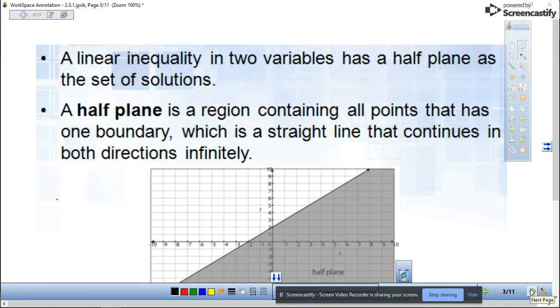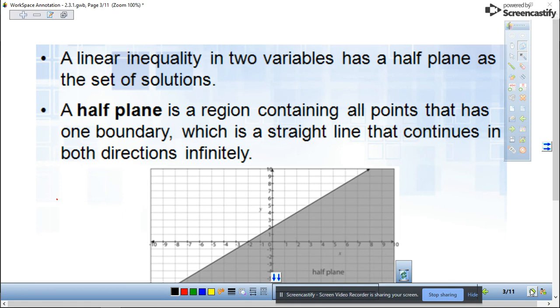A linear inequality in two variables has a half plane as a set of solutions. Since it's greater than or less than, you're going to have more than one possible answer. It's not just going to be the dots that are on the line. It's going to be anything that's above or below that line as well, depending on whether it's greater than or less than.